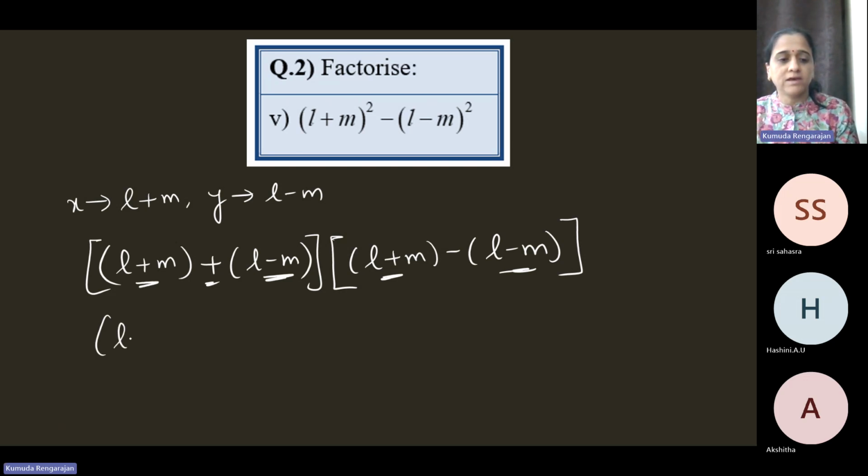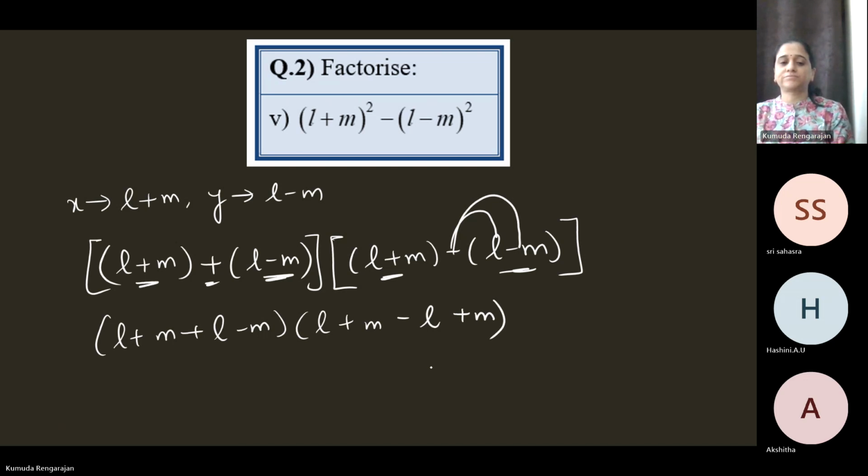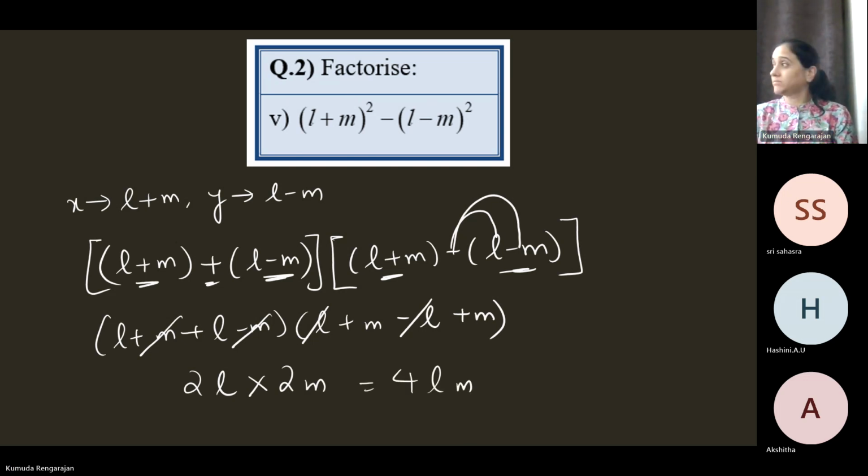Next step, L plus m plus L minus m, and L plus m minus L minus into minus plus m. So plus m minus m cancels, and you get 2L here. And here plus L minus L cancels, into 2m. So it is 4LM.